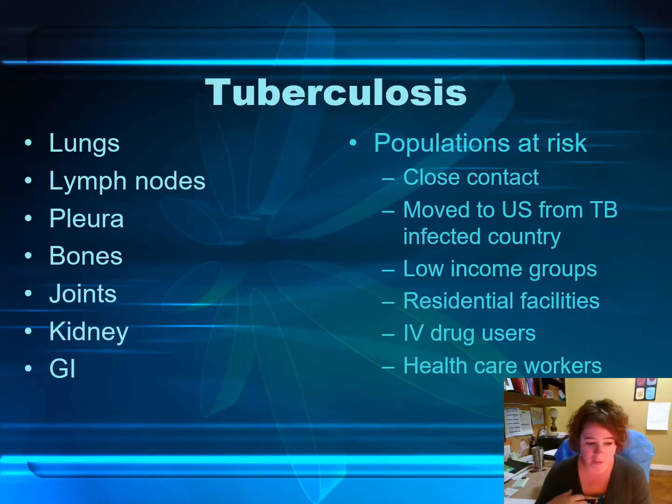When we talk about tuberculosis, the most common form that we see is in the lungs. However, tuberculosis is a disease that has a passport, it'll travel anywhere, so it can be in a lot of different places that you probably wouldn't think about. We definitely think about tuberculosis when we think about people who have recently moved from a third world country into the United States, and low income groups.